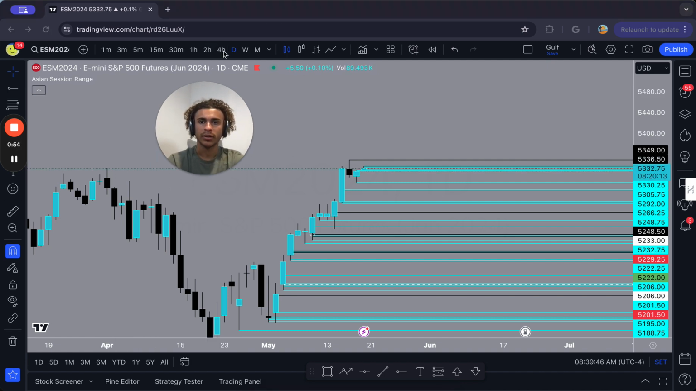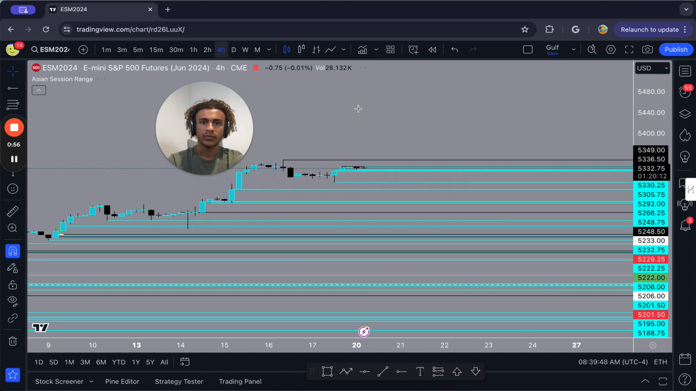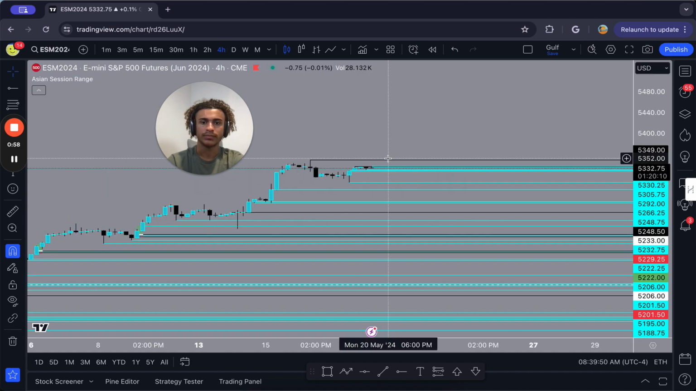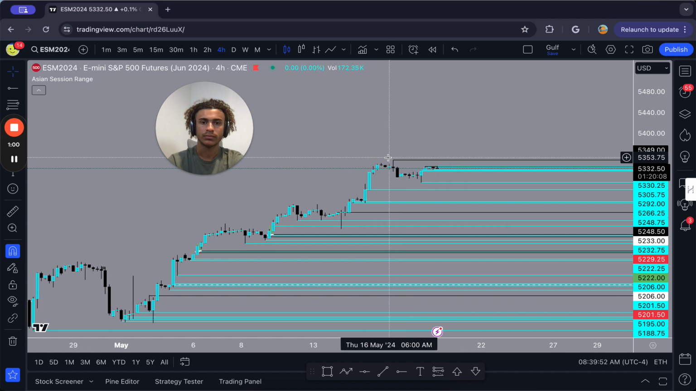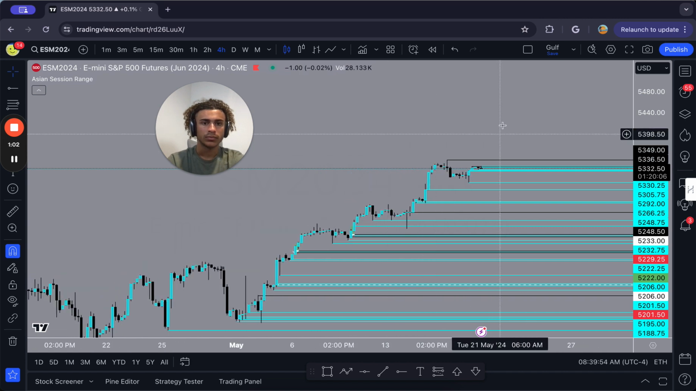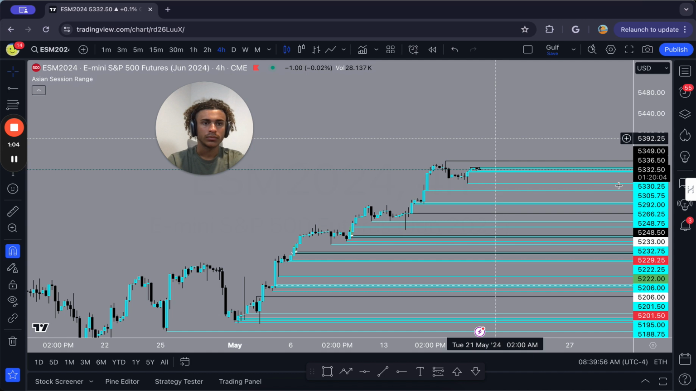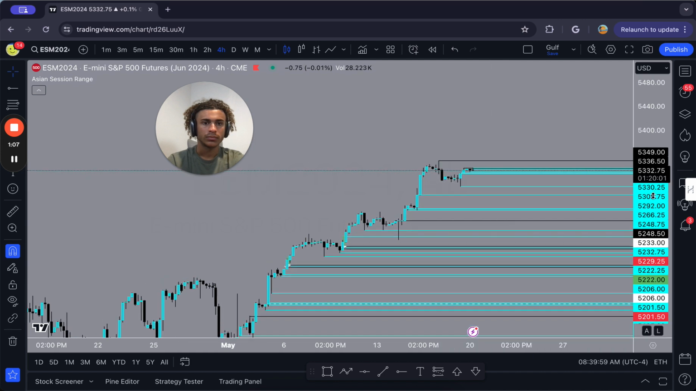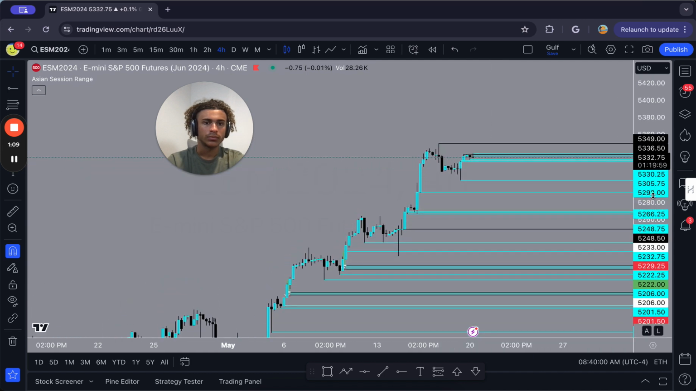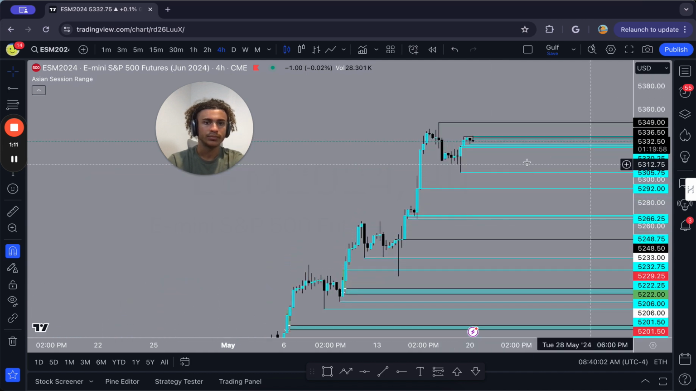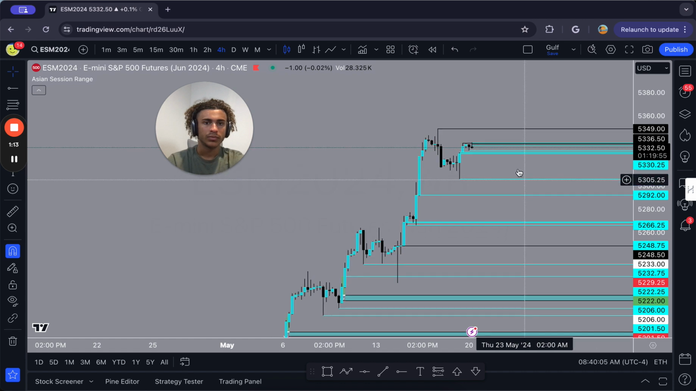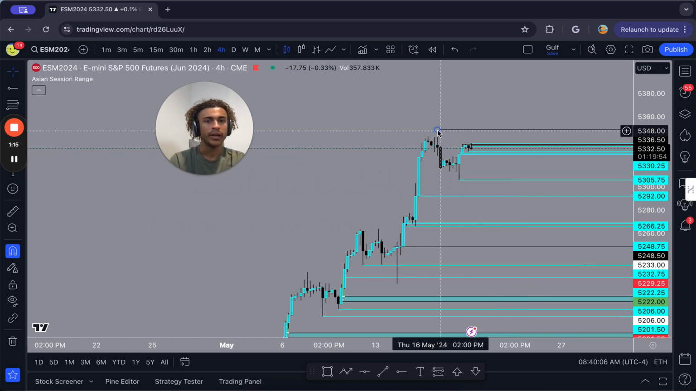So then we're going to go down to the 4 hour, and as you can see, we have a high right here. This is the all-time high. This is the highest the price has ever been. Then we have a low right here. All right, so we kind of identify that range.